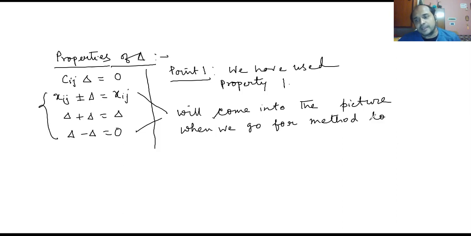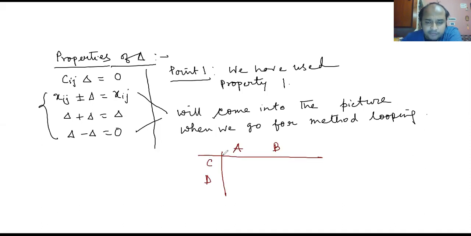What the method of looping is has already been discussed in the last class. Since the scenario has not appeared in today's problem, I have not discussed it. The students who are new to today's class, I am referring them to my earlier videos, go there and see what the method of looping is. You will understand. Now I am going to give you a simple scenario. Suppose we have a matrix like this, say A, B, and C, D.